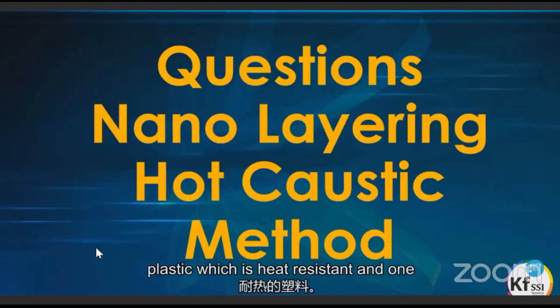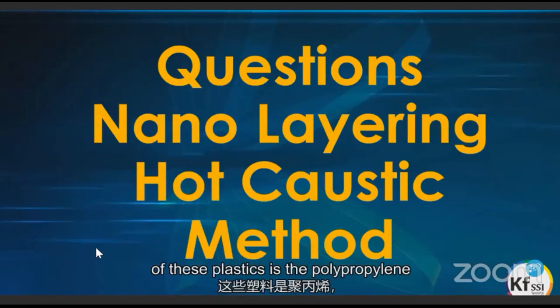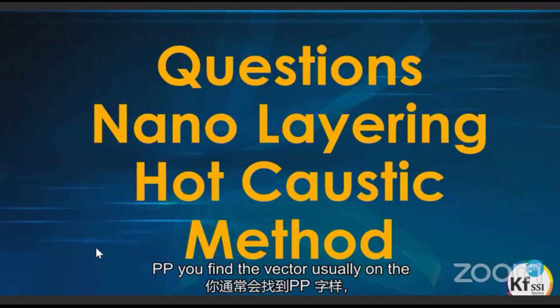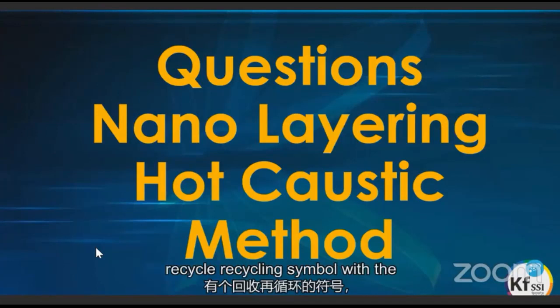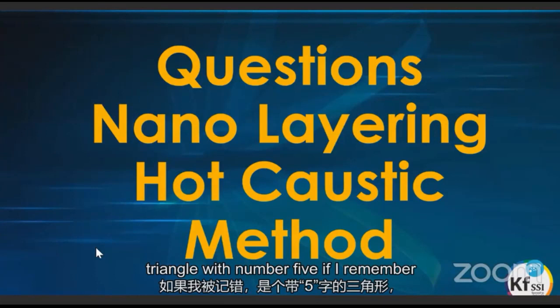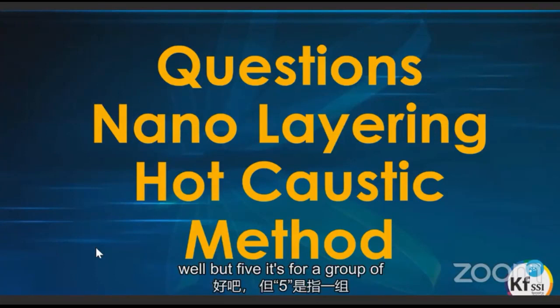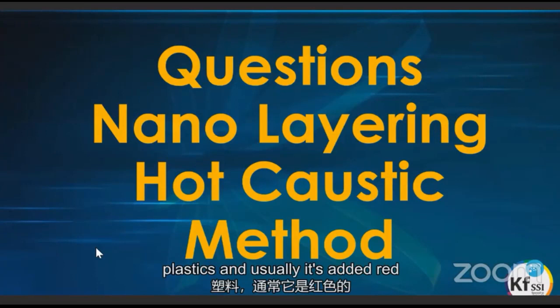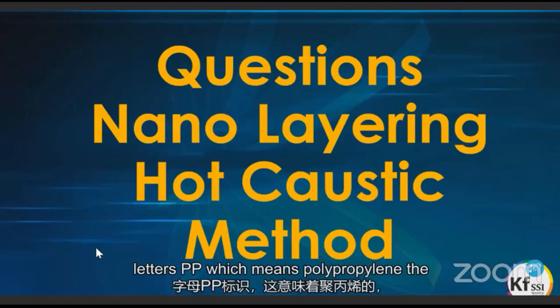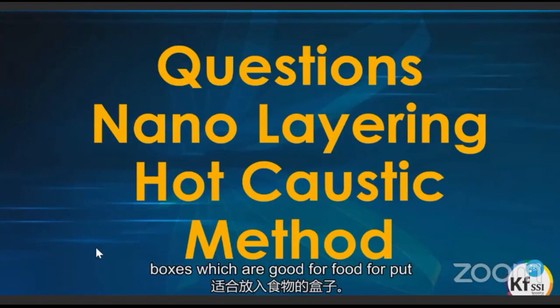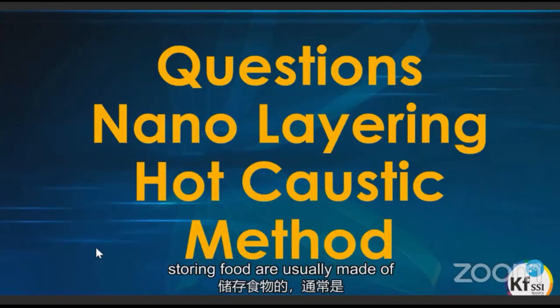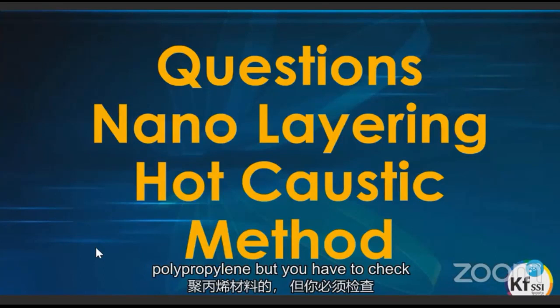And the best is to use a plastic which is heat resistant. And one of these plastics is polypropylene, PP. You find that usually on the bottom of the boxes there is a recycling symbol with a triangle with number 5, if I remember well. But 5 is for a group of plastics, and usually it's added the letter PP, which means polypropylene. The boxes which are good for food, for putting food into microwave, for instance, or for storing food, are usually made of polypropylene, but you have to check.